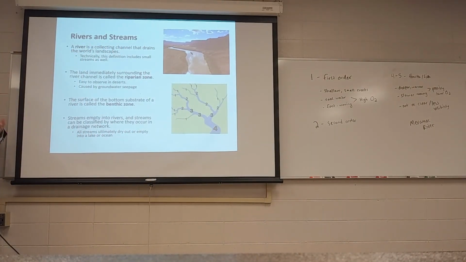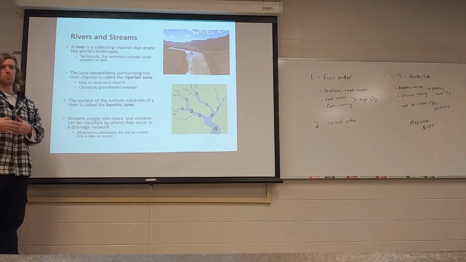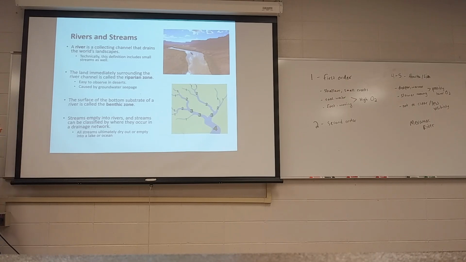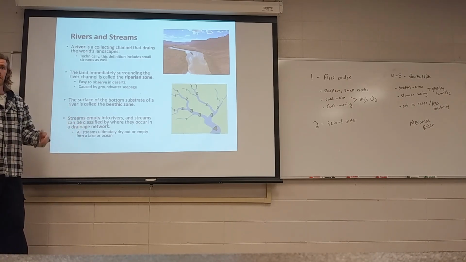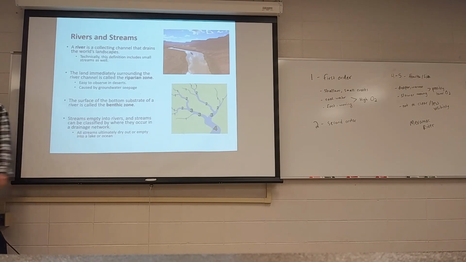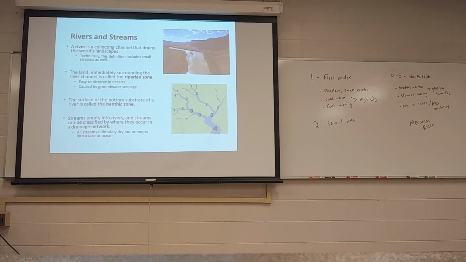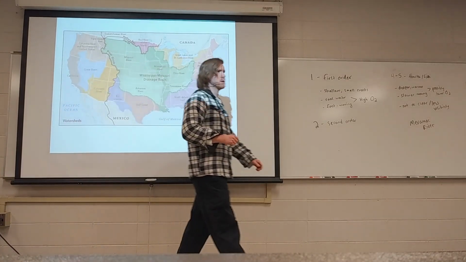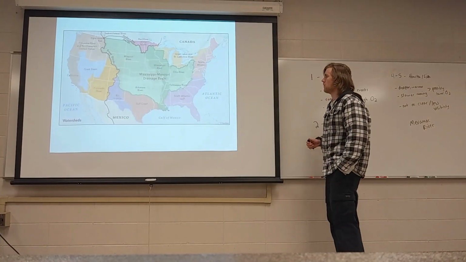And again, it's called stream ordering, that's the official term for it, but river and stream, it's interchangeable for our purposes. Rivers just are generally bigger, right? Ultimately, all streams and rivers are going to either dry out or empty into a large lake or into an ocean or a sea. Here's a map of the U.S. drainage basins, which can give you a good idea of how this works.